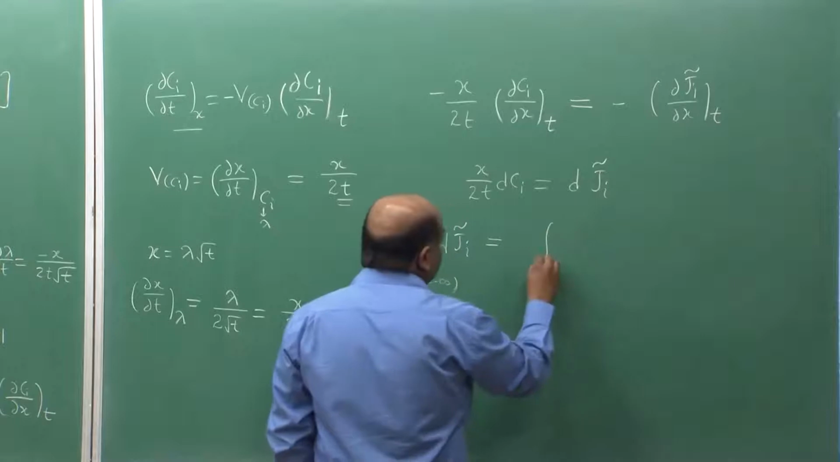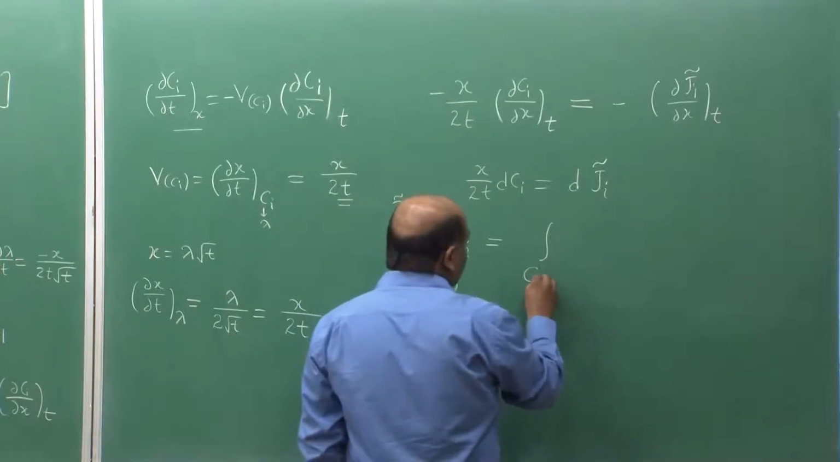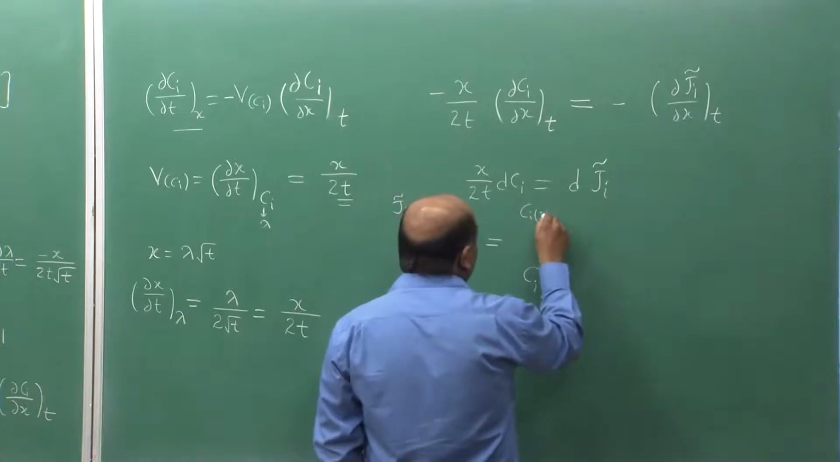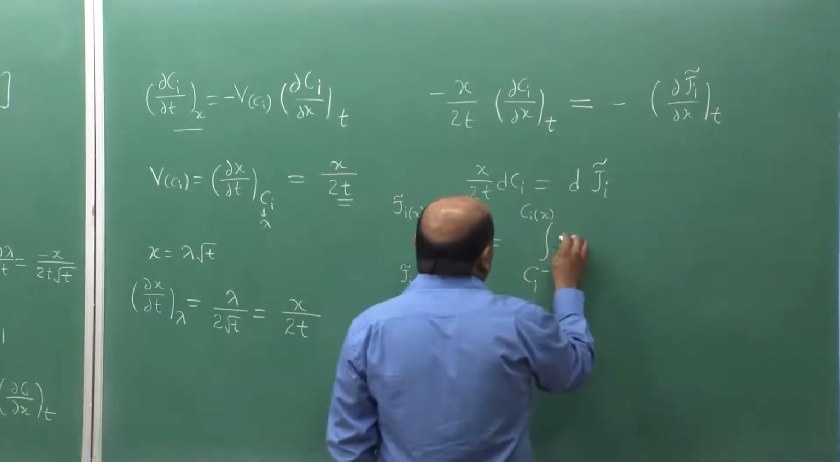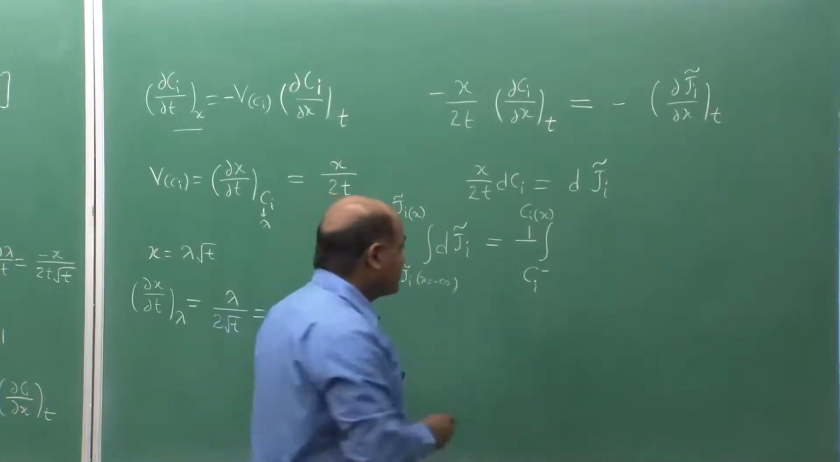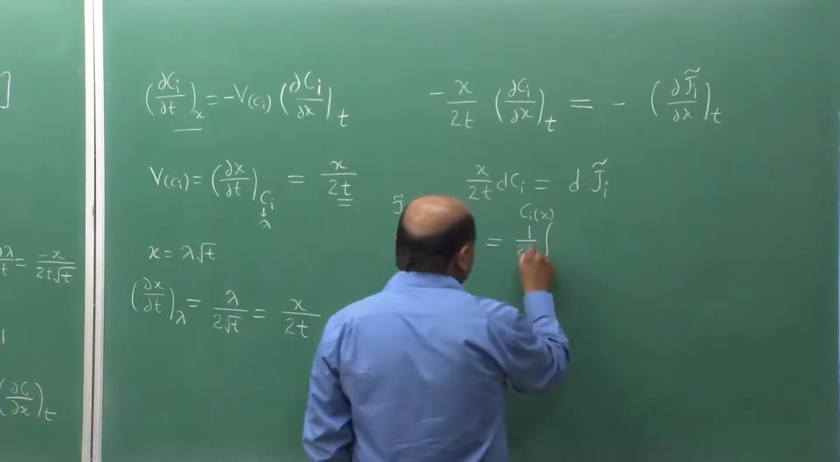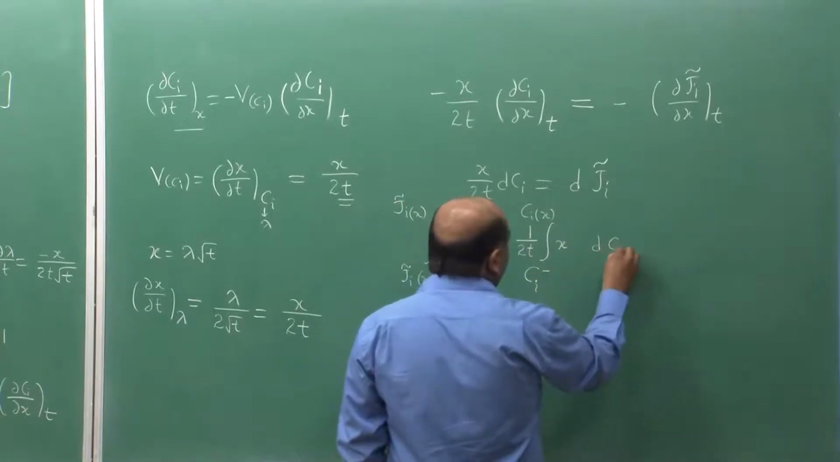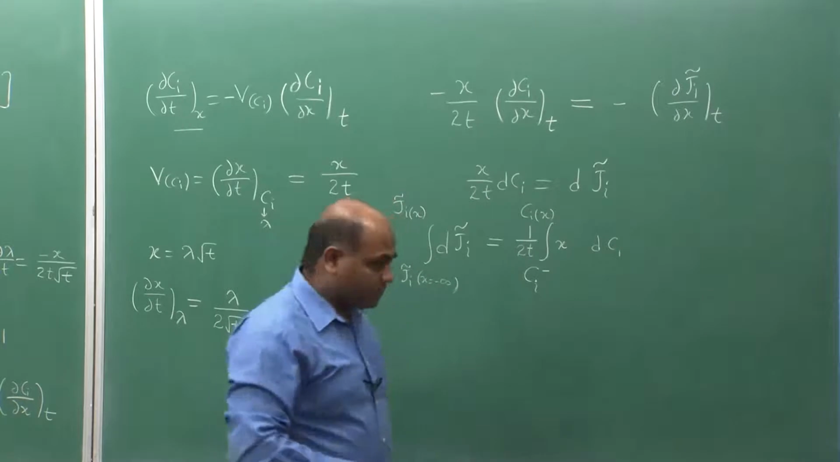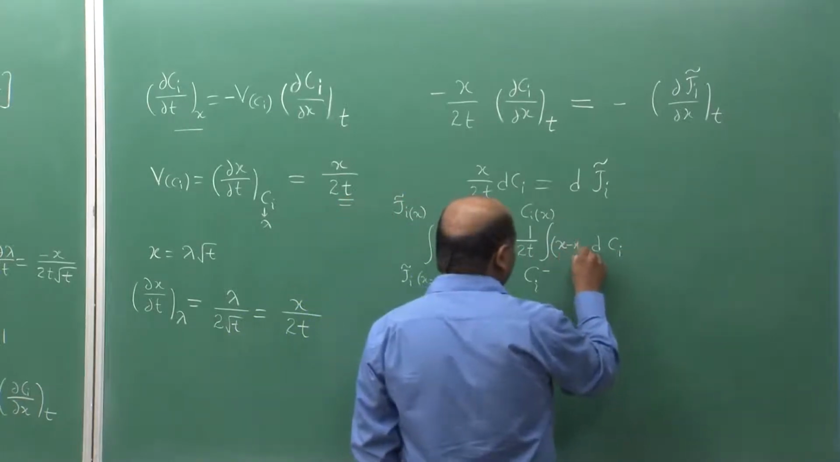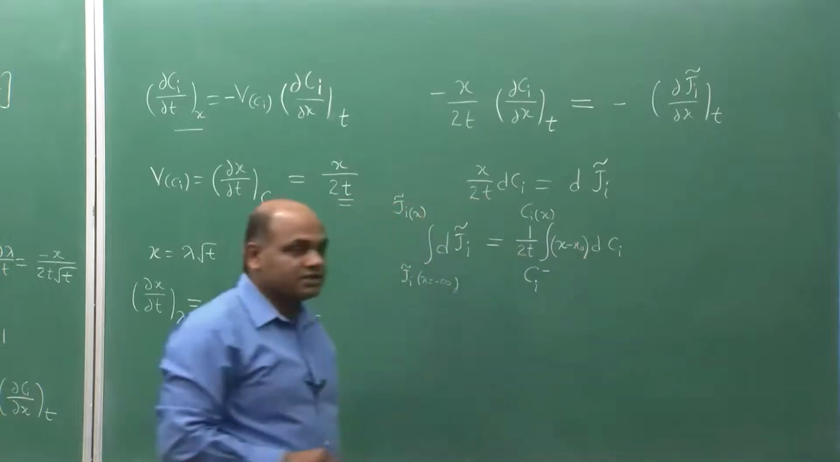should be equal to the integral from Ci minus, the concentration at minus infinity, to Ci at x, and we are considering the fixed annealing time. So, we can take this t out here, x dCi, and more appropriately if we use x naught as our reference plane, this should be equal to (x minus x naught) dCi.